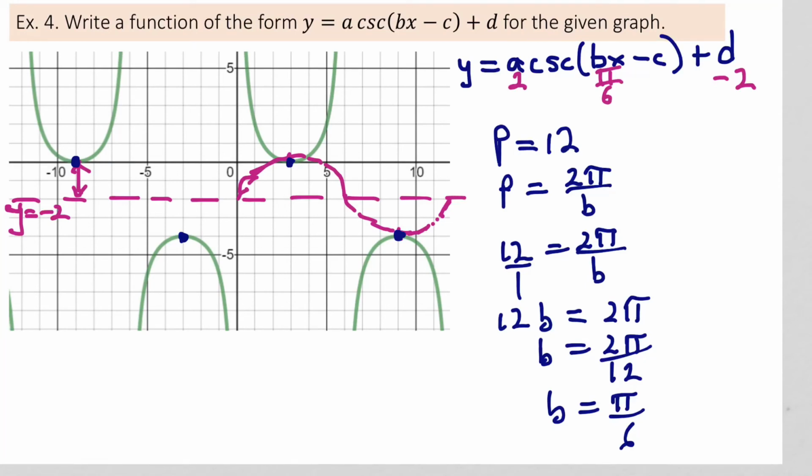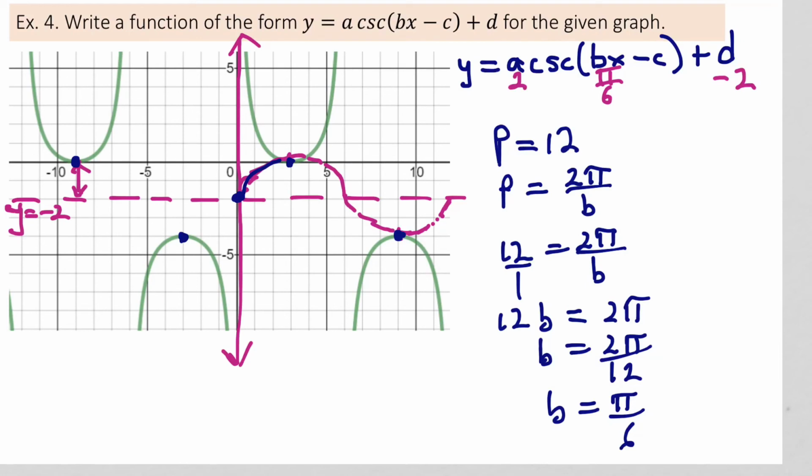All right, so c. If we have a c value, that means we have a horizontal shift or a phase shift. Now, the way to tell whether you've got a phase shift is to look at where your related sine graph starts. If it starts right here on your y-axis, which it does, there's no phase shift. Your beginning of your period is not moved to the left or to the right.